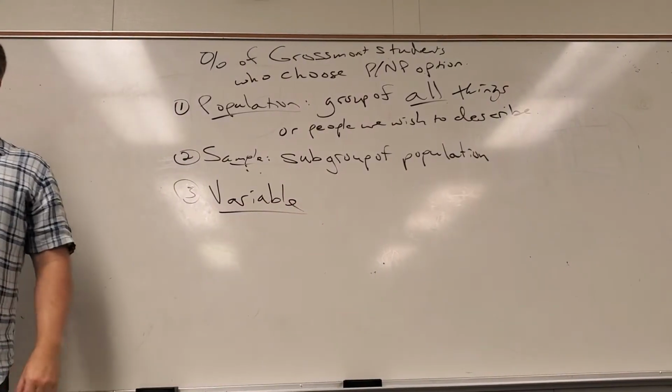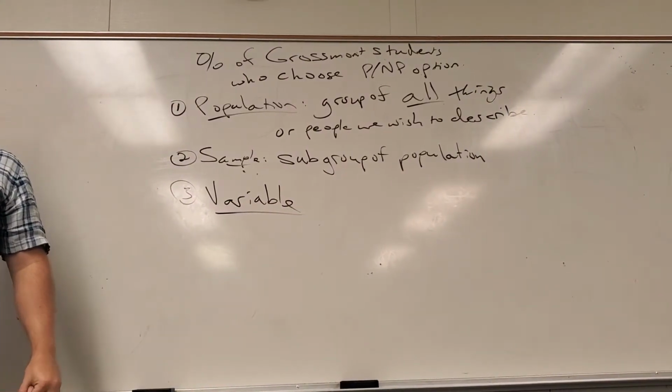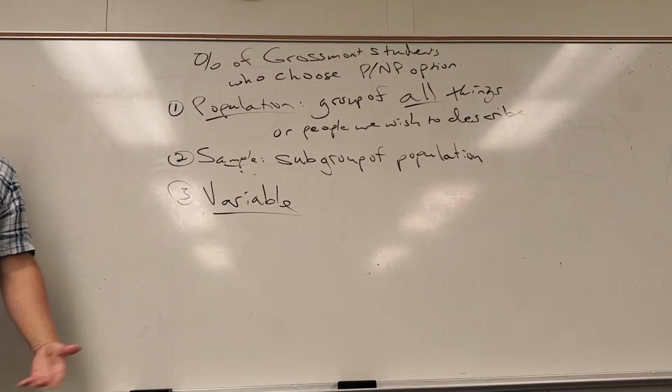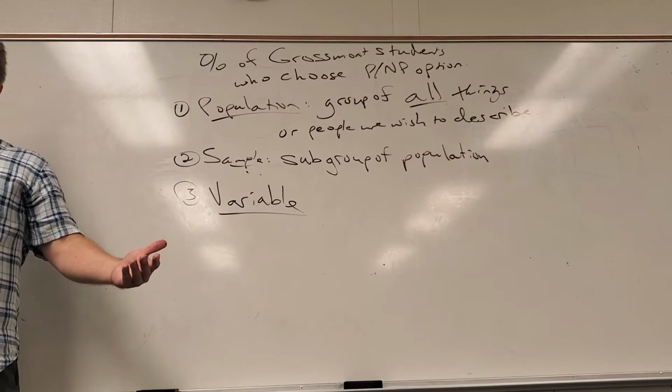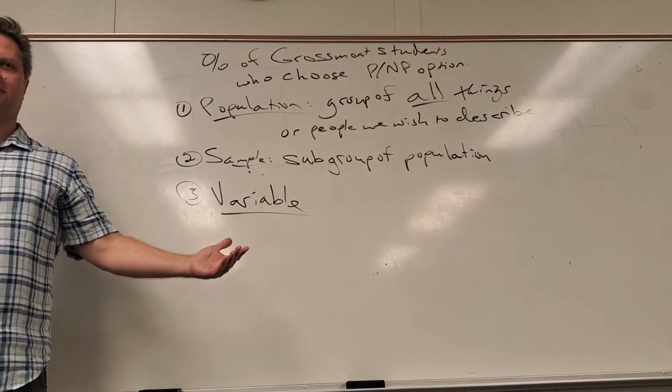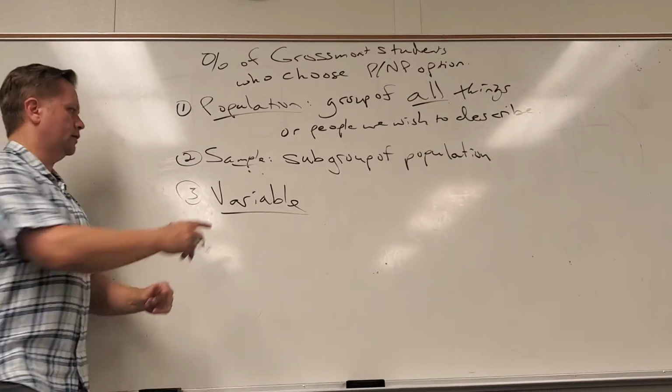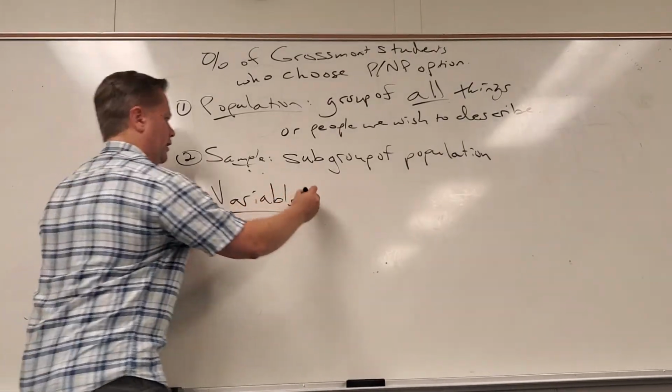If I ask somebody a question, is there more than one answer they can give me? Normally, yes. That's why I'm asking. If I said, "Are you alive?" it's not a real good question. So the variable is related to the question you ask.